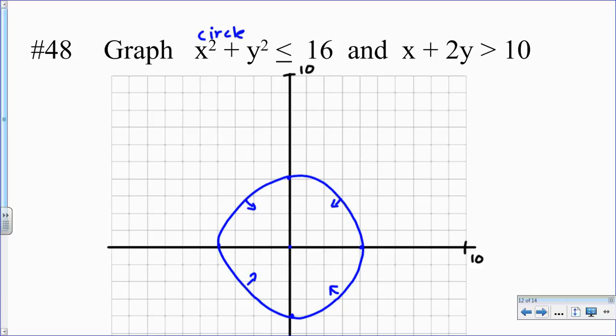So my second inequality is a line. So I'll get y by itself. So you should have y is greater than negative 1/2 x plus 5. So start at 5, and then down 1, right 2. Again. Up 1, left 2. Will this line be solid or dashed? Dashed. Okay.